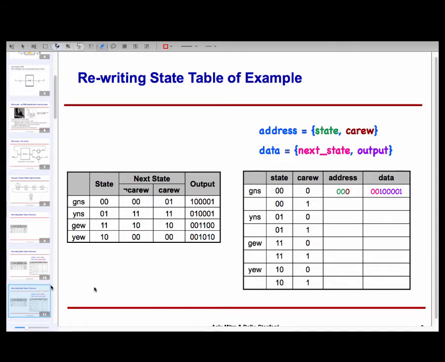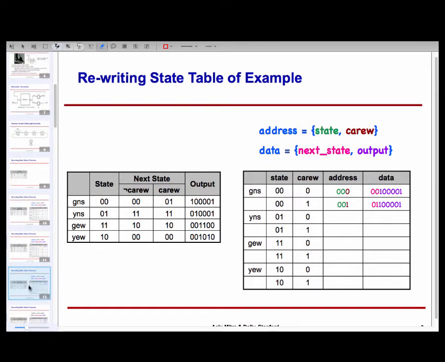And what do you think would be in the next address? Address number 1. Anyone wants to take a shot? 001. No, that's the address. I meant what's the data? So address is 0 0 1, right? That means current state is 0 0, and car east-west is 1. Now can anyone tell me what would be the content? It would be 0 1 1 0 0 0 0. Yeah, so 0 1 1 0 0 0 1.